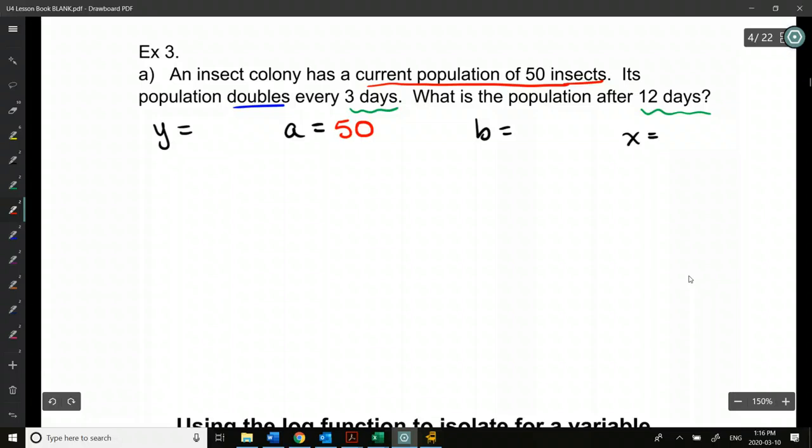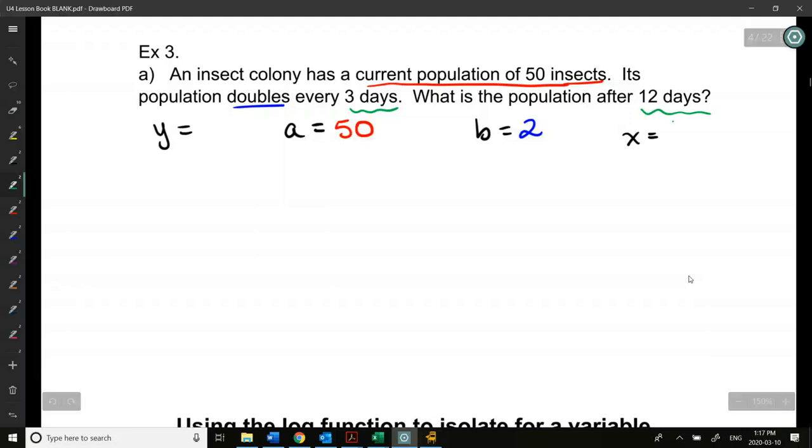This is the initial population of insects. That's how much we start with. What else? Ethan? B is equal to 2. It's a doubling population. X is 4. How did you get that, Lauren? I just spotted 3 right here, 12 by 3.